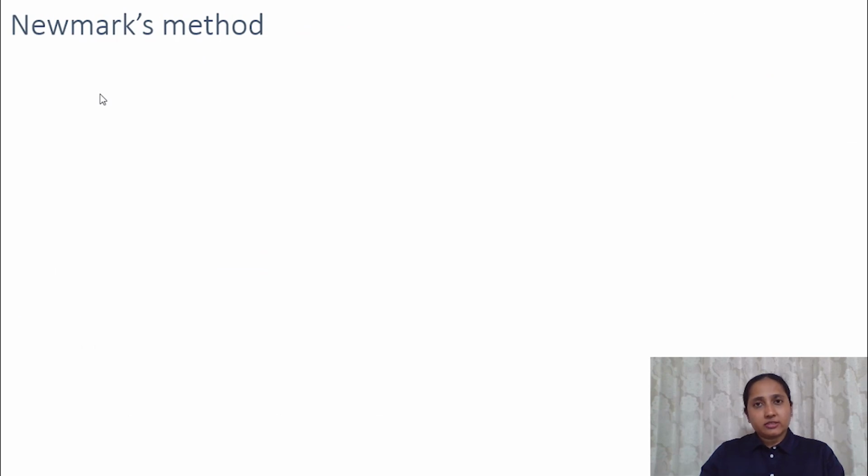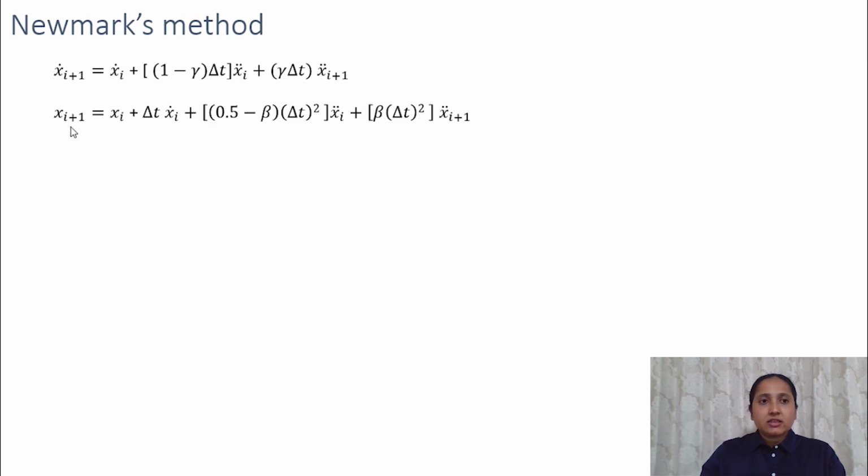The next numerical method is called Newmark's method. It is a family of methods. In this method, the velocity at time instant i plus 1 is approximated in terms of the velocity at the ith time instant and the accelerations at the ith and i plus 1 time instants. And this gamma is a parameter which controls the variation of acceleration between the time steps. And the displacement can be approximated using this expression.